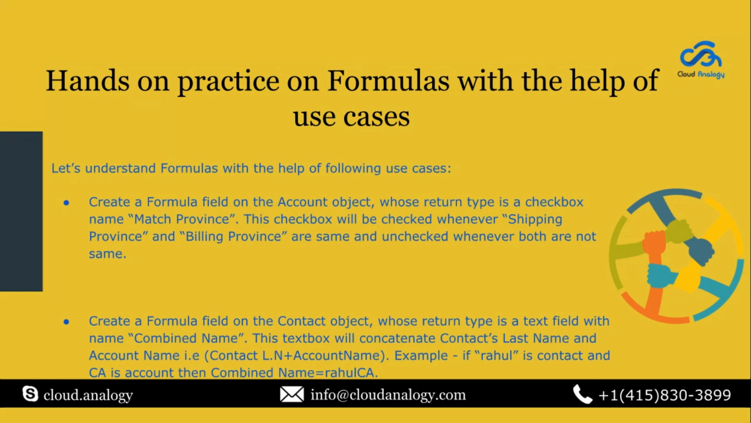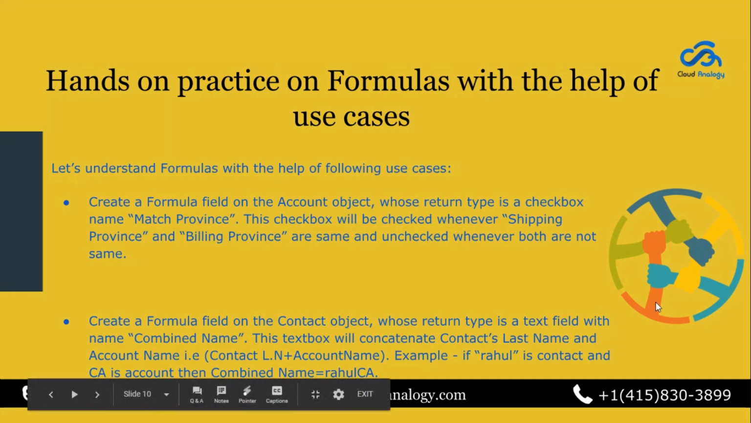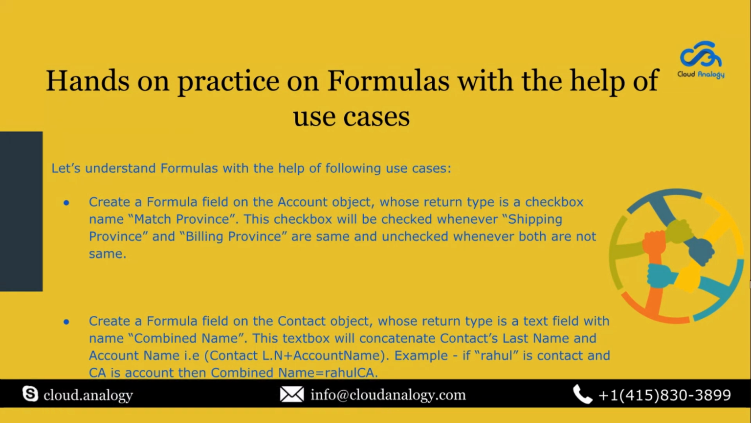So what basically this case says is that on the contact object we need to create a formula field whose return type will be a text, and its name should be combined name. The functionality of this text formula field should be that it will concatenate the last name of the contact and the account where the contact exists. So if Rahul is contact and CA is the account, then the combined name field should have the value Rahul CA.